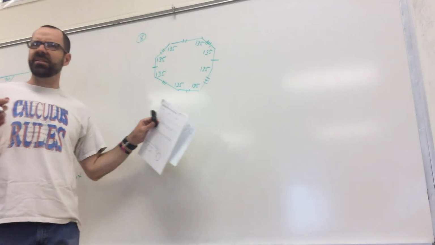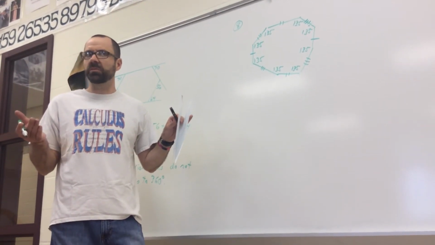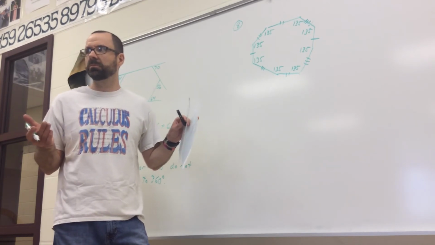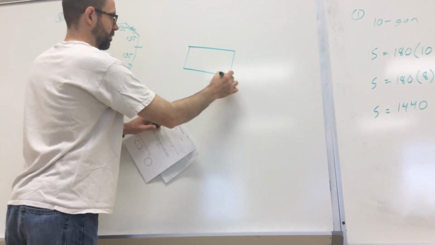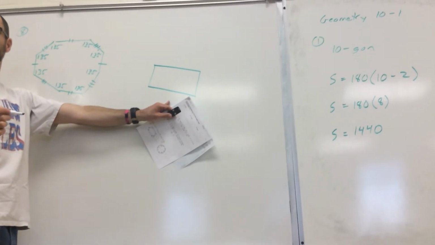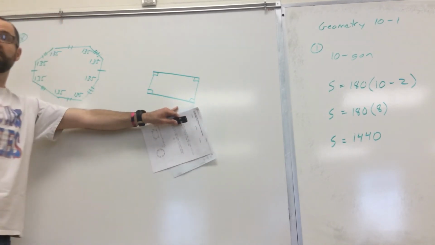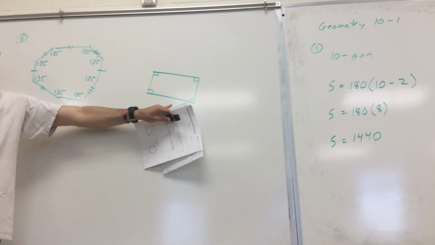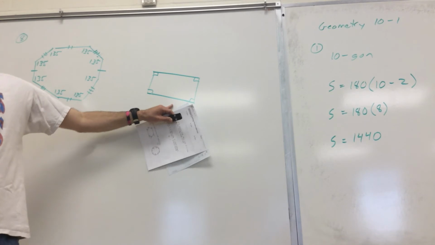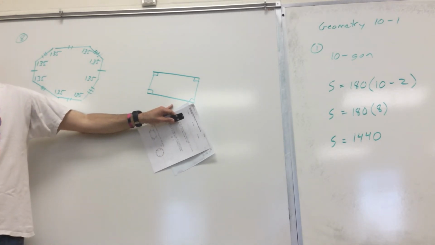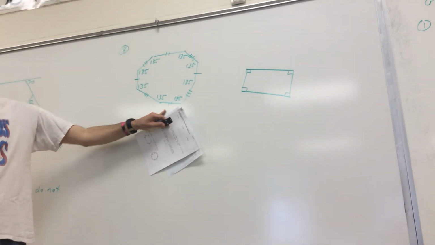Is it okay that the angles are equal and the sides are not equal? Is that possible? On this figure, are the angles equal? Yeah, they're all 90, right? Are the sides equal? No. Okay, so it's okay to have a figure that has equal angles without equal sides. A rectangle is one figure that does that. So here's another figure that has equal angles but not equal sides. That's okay.